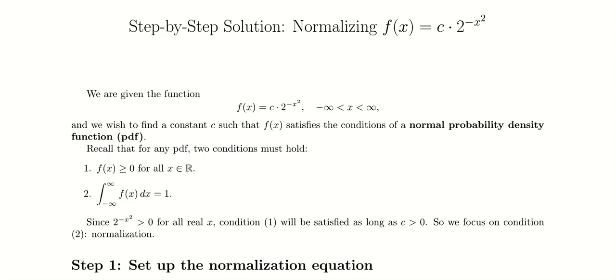Now, if we're looking at the first condition, we know that 2 raised to negative x squared is always going to be greater than 0 because this is an exponential. And when we multiply by a constant, we want to make sure the constant is greater than 0. So let's find the constant using the second condition.